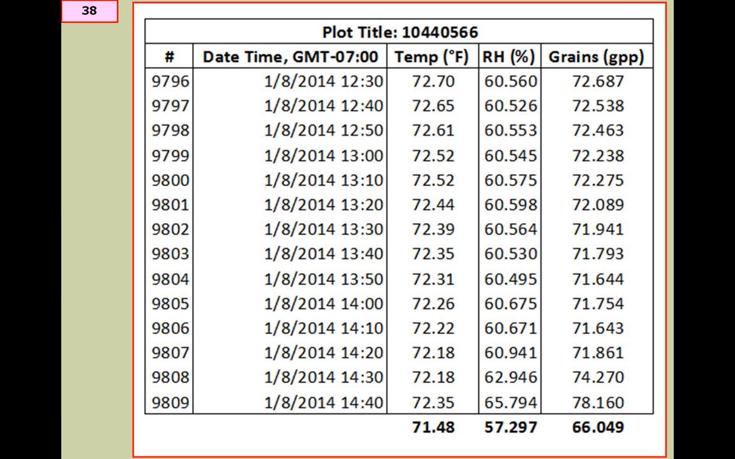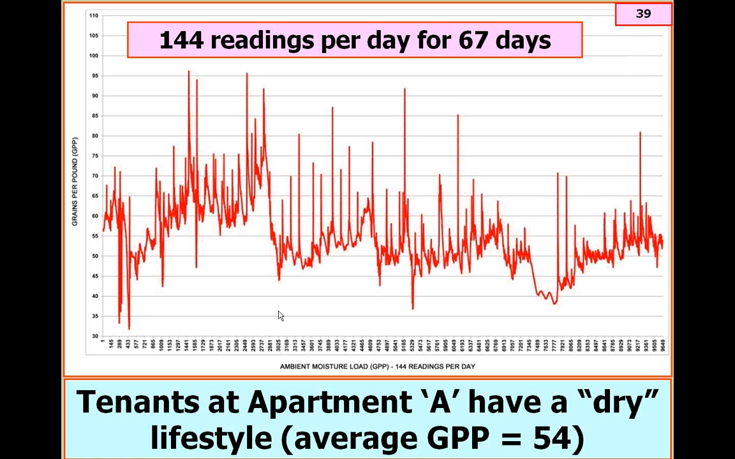This is very typical of what you see inside an occupied unit: massive spikes of moisture, which I don't care so much about as I care about the average. How wet is this unit on average? On average, its grains per pound was 54.